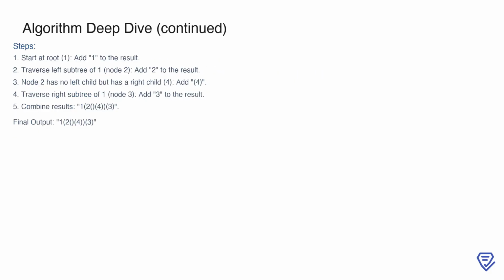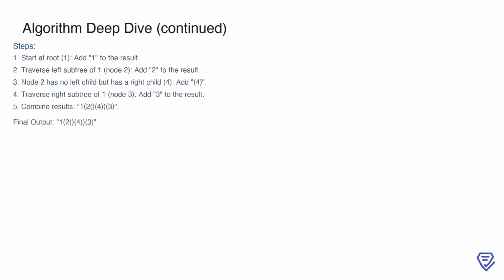Let's walk through an example to solidify our understanding. Consider this binary tree. The root node is 1, with 2 as its left child and 3 as its right child. Node 2 has no left child but has a right child, 4. Starting at the root, we add 1 to our result. Next, we traverse the left subtree of node 1. At node 2, we add 2 to the result.